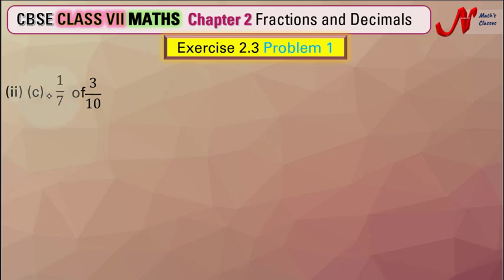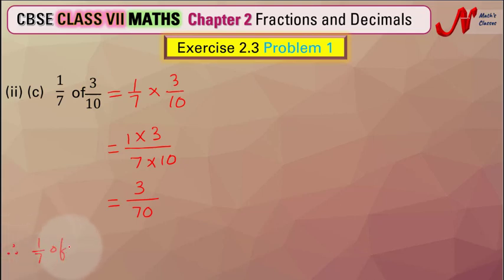Now we solve second bit C problem. It is given that 1 by 7 of 3 by 10 is equal to 1 by 7 into 3 by 10, which is equal to 1 into 3 divided by 7 into 10, which is equal to 1 into 3 is 3, 7 tens are 70. Therefore 1 by 7 of 3 by 10 is equal to 3 by 70.